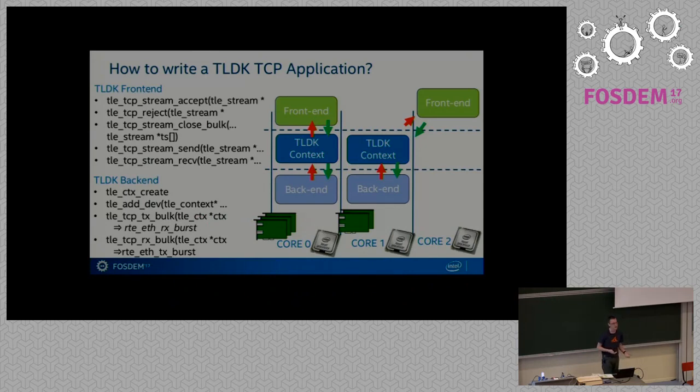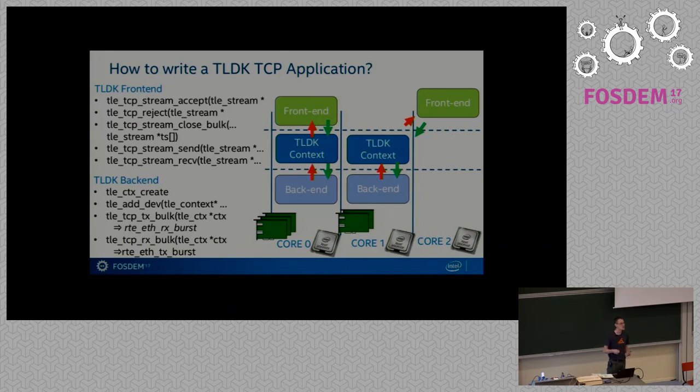And then TLDK will take care of splitting out the packets into multiple streams. So then in your front end, you will iterate and say, okay, are there any SYN packets for me to process? Okay, there's some SYN packets for me to process. I better go accept the new connections I want to accept, or I can reject the new connections I want to reject. Are there any reset packets I need to process? Yes, there's some reset packets I need to process. I can then close those connections, close those streams.